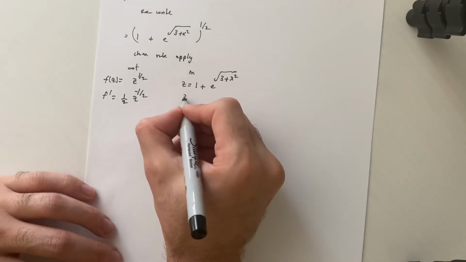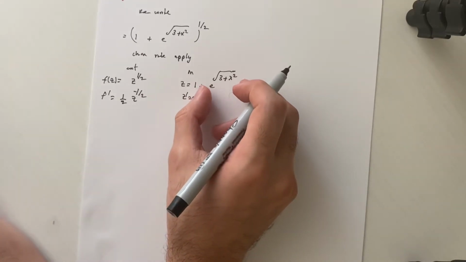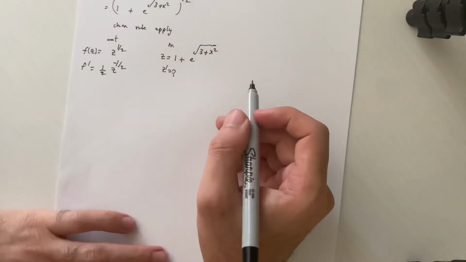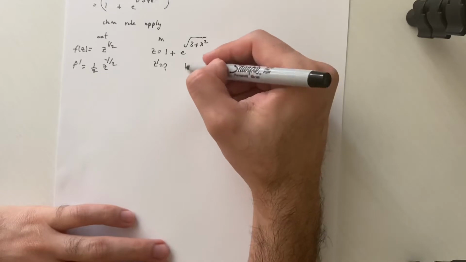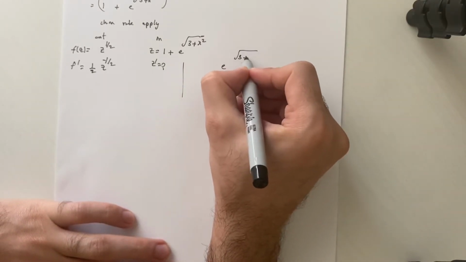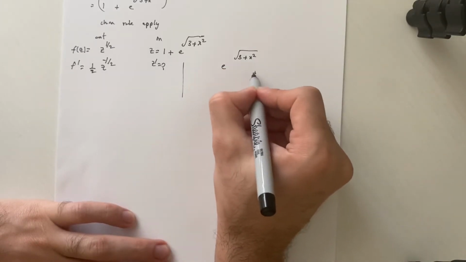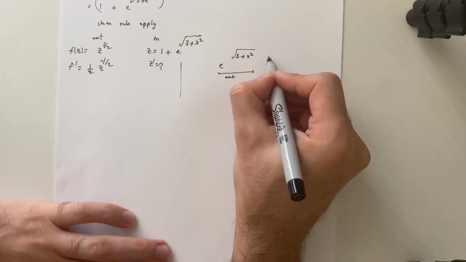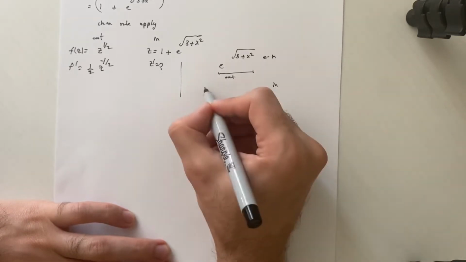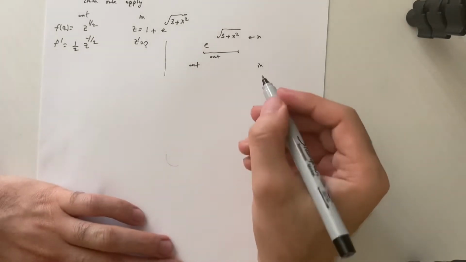Now for this, to take the derivative of z, I need to find the derivative of e to the square root of 3 plus x squared. We notice here we need to use the chain rule again for that term. So again, we have to find what's the inside function and what's the outside function. So the inside function will be the exponent and the outside will be the whole term.